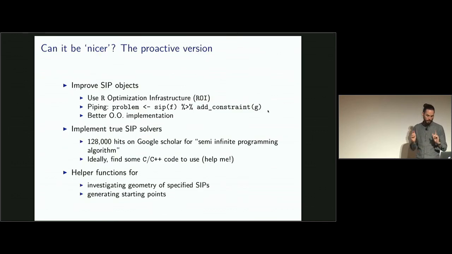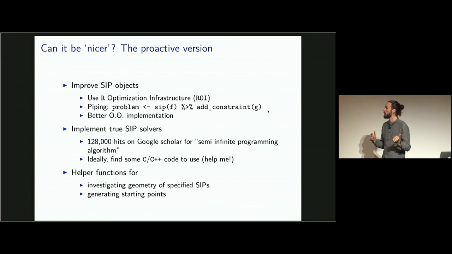But we can be much more proactive than that. We can use the R optimization infrastructure. We can do piping like we saw in the prioritize R package. I should be doing a much better OO, object-oriented implementation, but I'm not. And then once we've exhausted all that we can do with converting to a low-level problem, I need to get my act together and learn more about true semi-infinite program solvers and implement them in probably a lower level language to make them faster. But I haven't found any free C or C++ source code for the problem, which is kind of sad given it has 128,000 hits on Google Scholar, but that's okay.